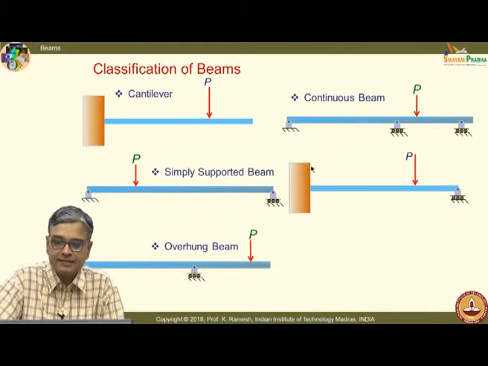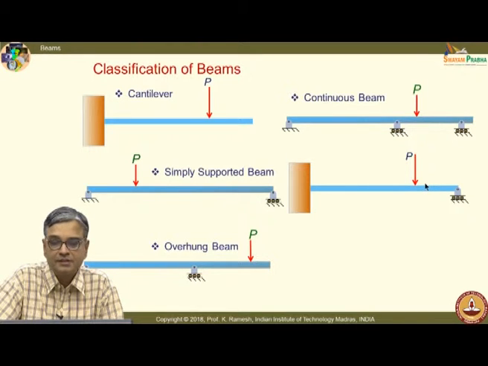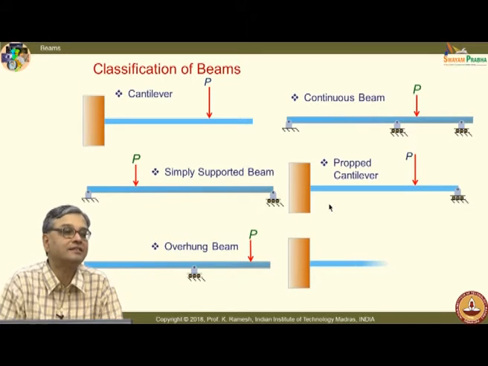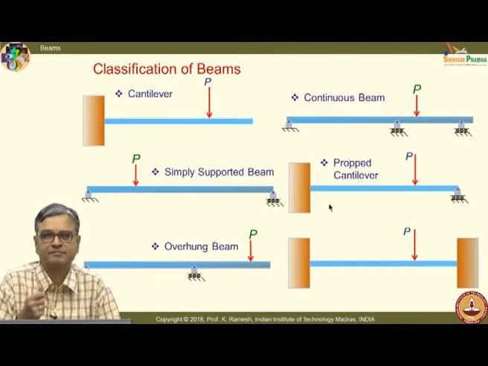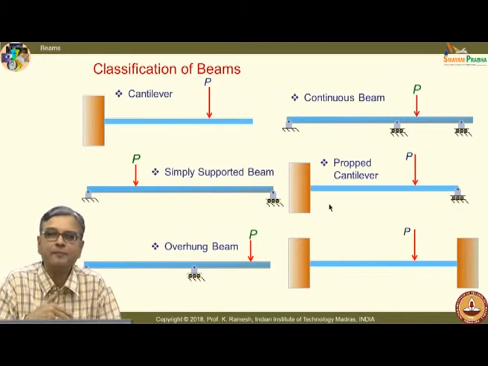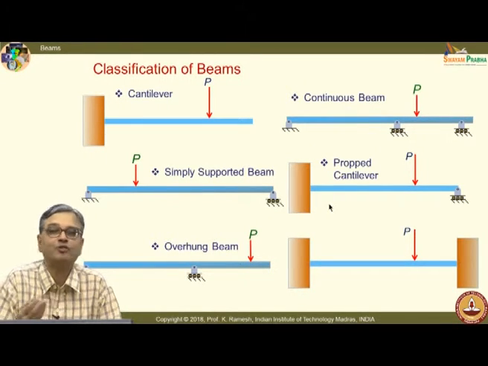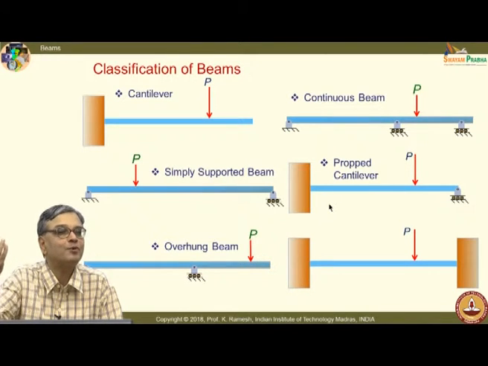I have another example here. What is the difference between a cantilever and what I see here? The end is not free, but the end is supported. Can you tell me a practical example that you normally come across? You have a big bungalow and you have a big portico. Many of the big porticos, they will have a support at the end.